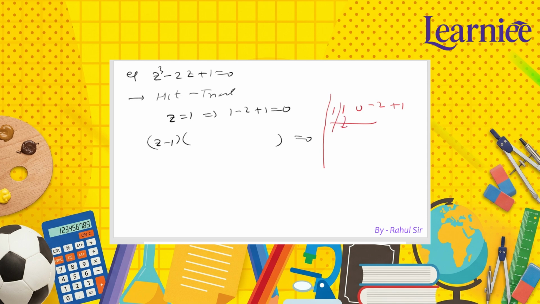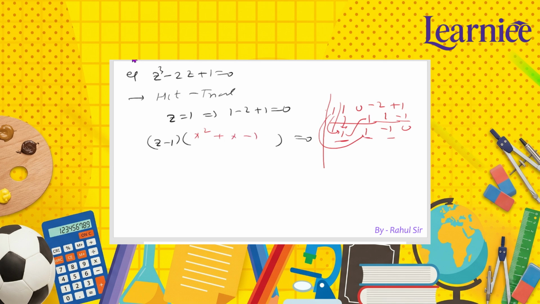So I take 1 here, multiply by 1, and put 1 here. Then 1 plus 0 is 1, then again I multiply 1 here, so minus 2 plus 1 is minus 1. Then again 1 multiplied by minus 1 gives minus 1, and 1 plus minus 1 is 0. So we get 1, 1 and minus 1. The coefficients will be x square plus x minus 1.